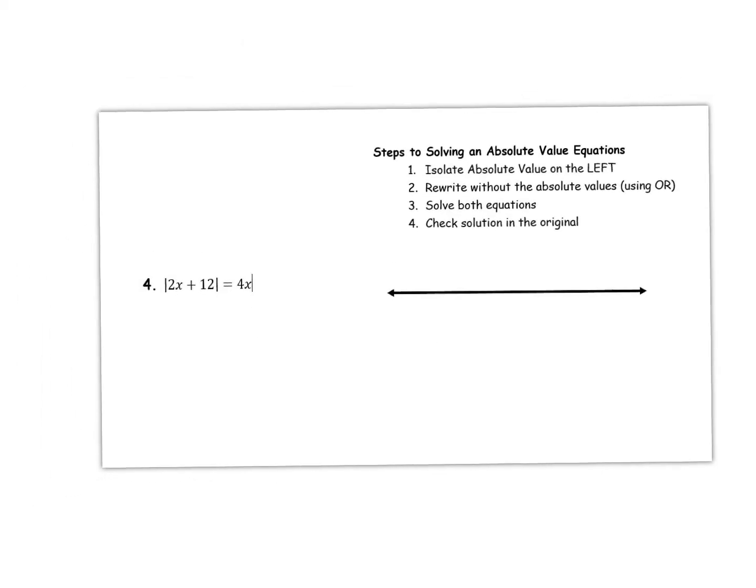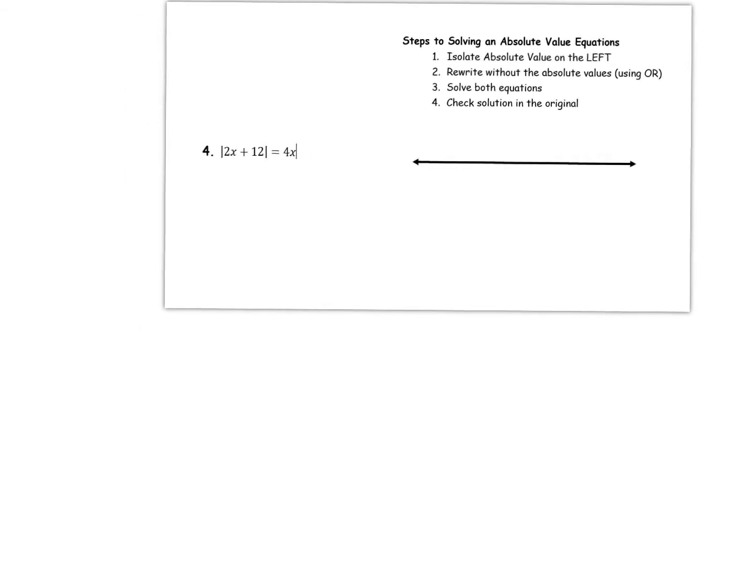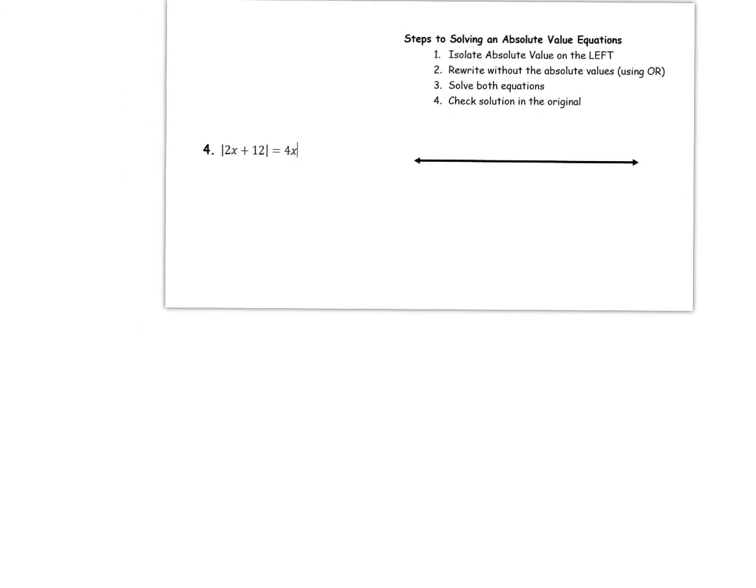All right, so let's take a look at this. Looks like there might have been a typo here. I think this is supposed to just say 4x. So we'll ignore that little line here. First things first, isolate the absolute value on the left. It's alone. So this thing over here is alone, and it is on the left, so we're good.